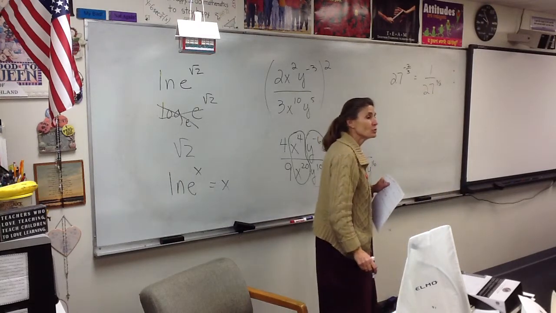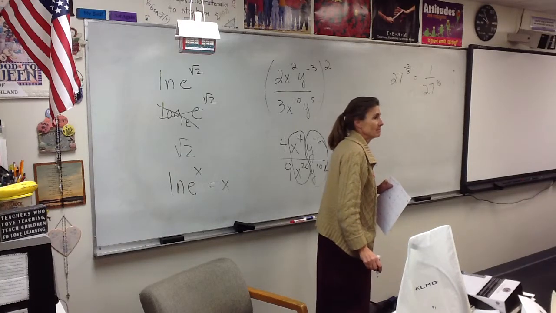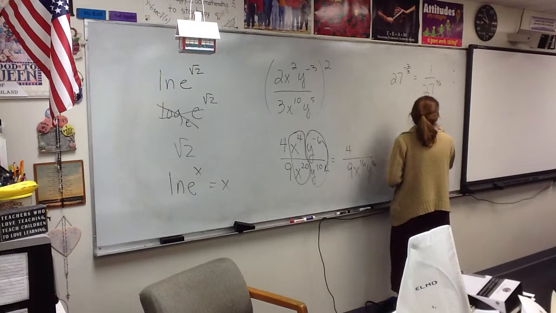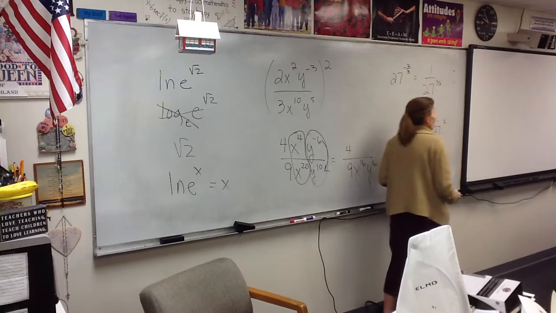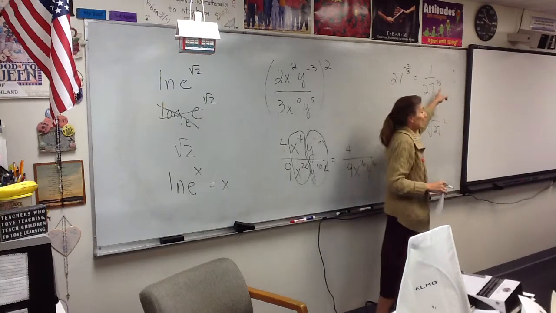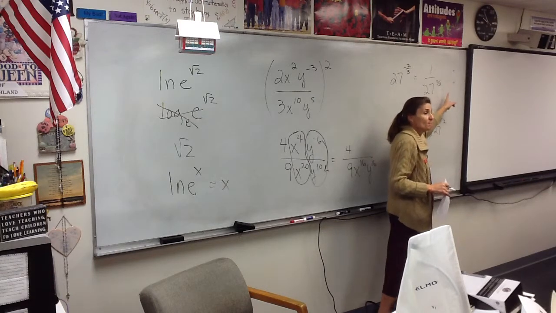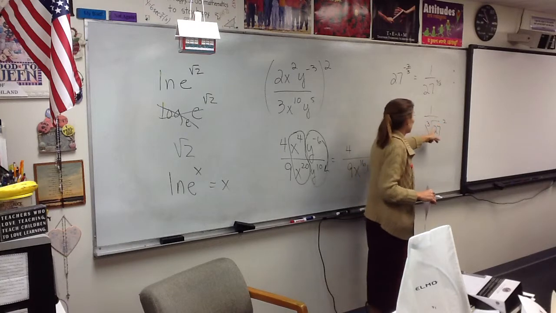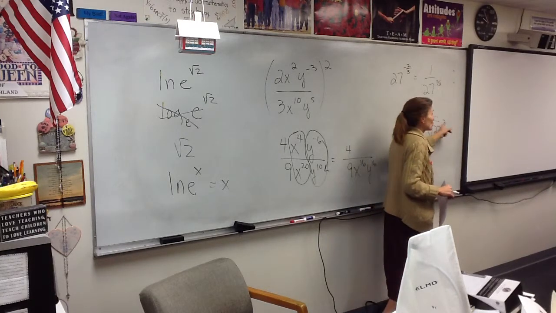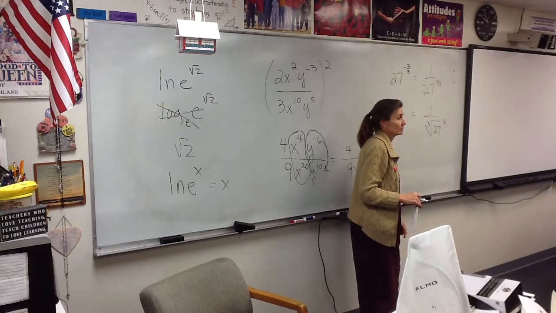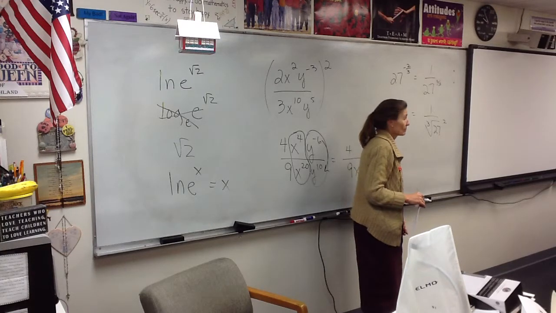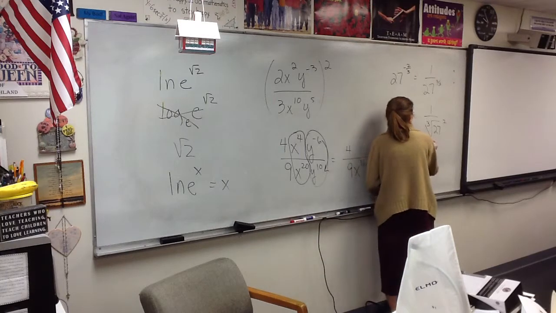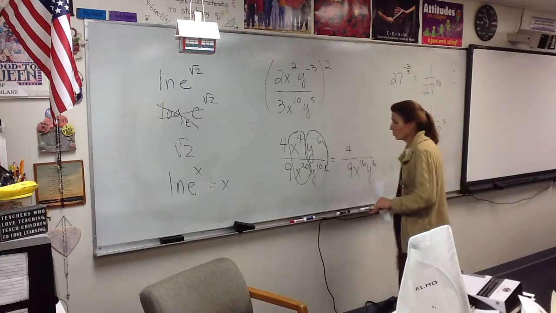What does the 2/3 mean? The cube root of 27 squared. Remember, fractional exponents mean radicals. So we have 1 over the cube root of 27 squared. What's the cube root of 27? 3 squared. Your answer is 1/9.